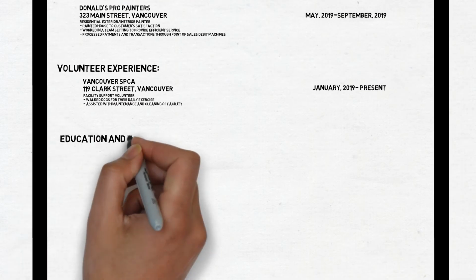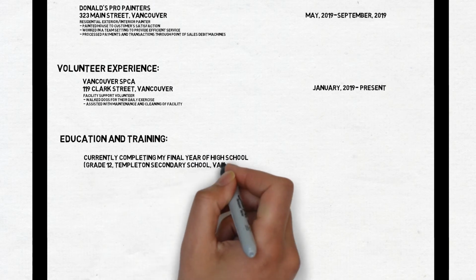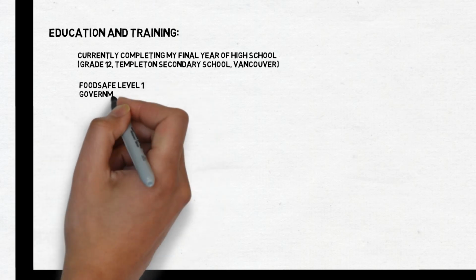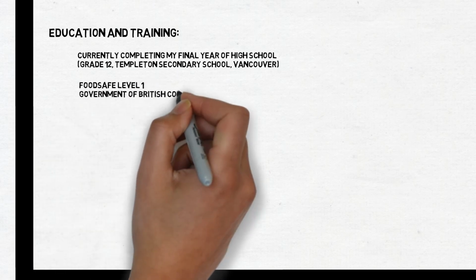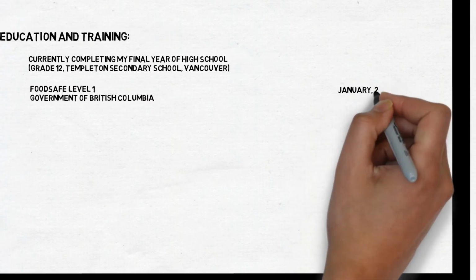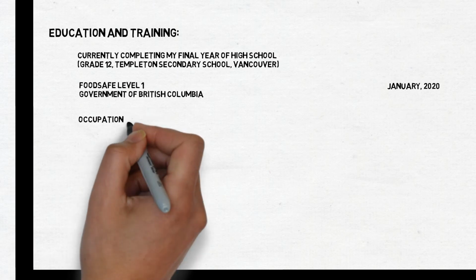The next section is Education and Training. This is where you detail your current or latest grade in high school or post-secondary school. This is also the section to put down training you have completed, such as first aid, food safe, forklift, computer courses, and so on. When you're listing your training experience, you have to list the type of training, the place where you received the training, and the date that you took the training.